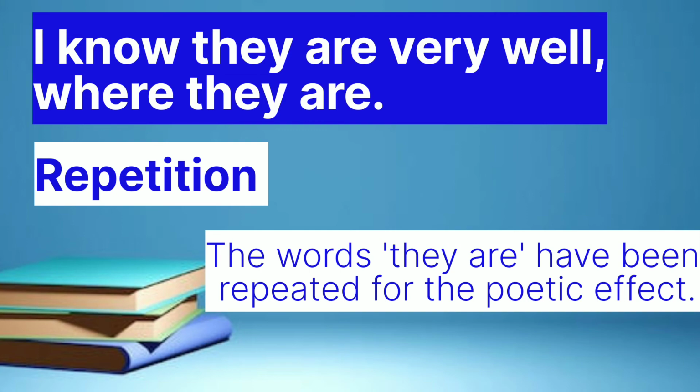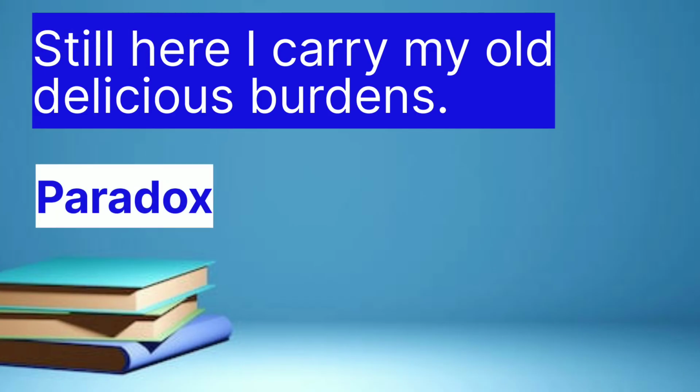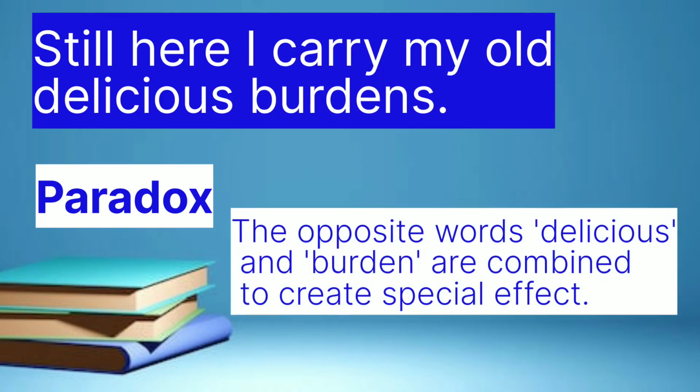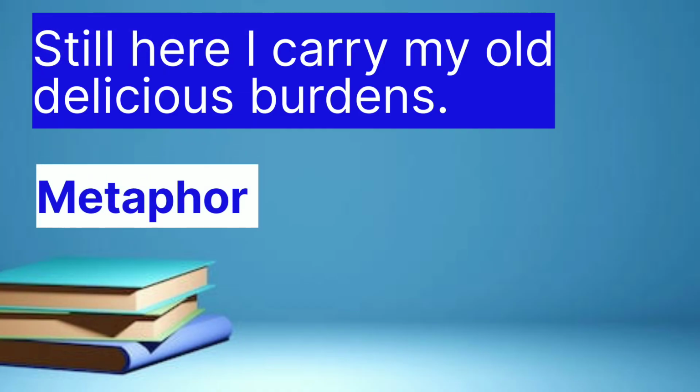The next line is: Still here I carry my old delicious burdens. The figure of speech used in this line is paradox. Paradox is a figure of speech where opposite or contradictory words are combined to create a special effect. The explanation is, here the opposite words 'delicious' and 'burdens' are combined to create a special effect. Burdens are described as delicious, which is absurd. So it is paradox. In the same line, we have one more figure of speech, that is metaphor.